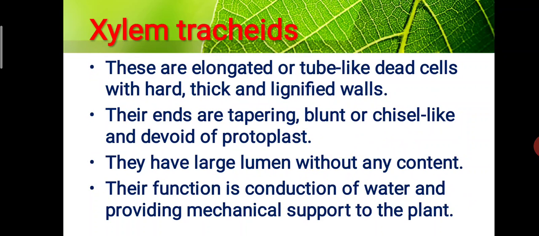Xylem tracheids are elongated, tube-like dead cells with hard, thick and lignified walls. The thick walls mean they are lignified because they are very rigid. Their ends are tapering, becoming thinner and narrower towards one end. They are blunt or chisel-like, and devoid of protoplasm, which means they don't have any protoplast. They have a large lumen, that is the space present inside them. Their function is conduction of water and providing mechanical support to the plant.